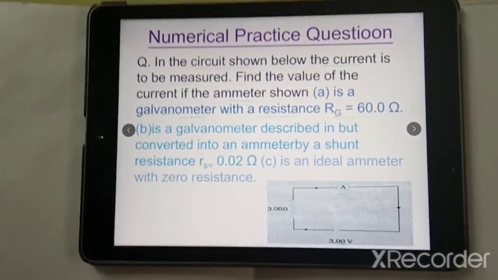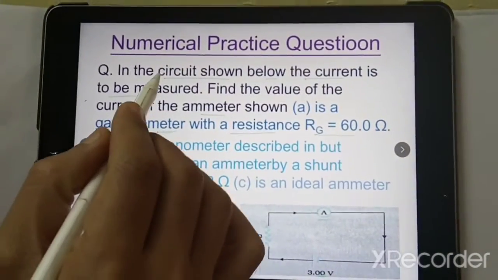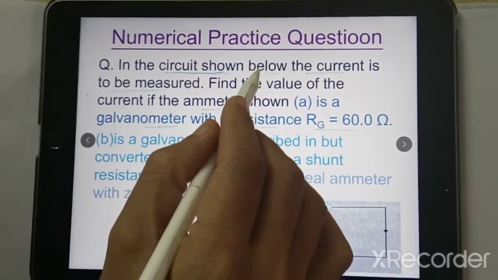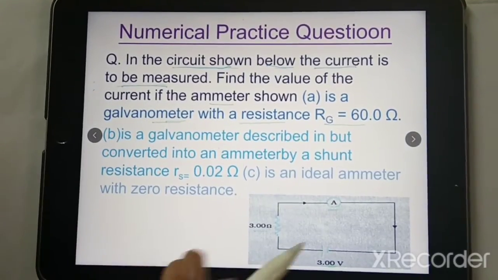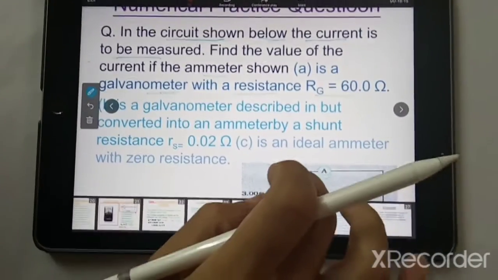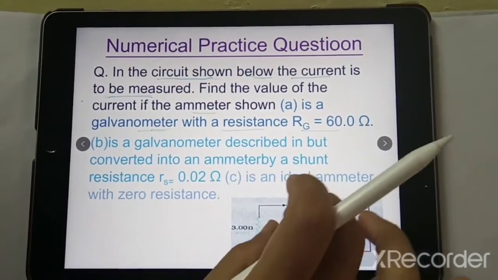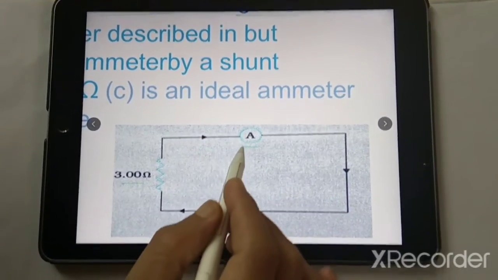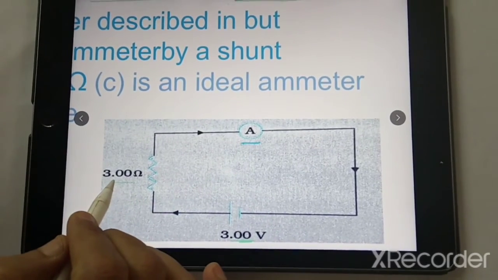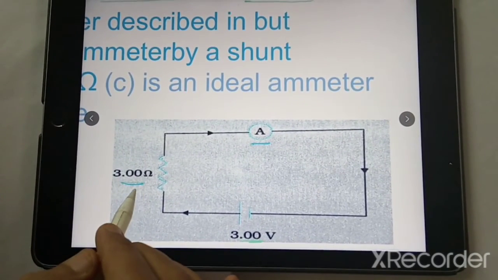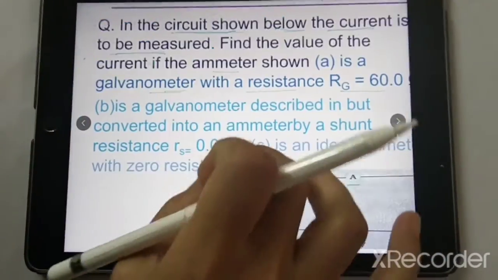This is a numerical practice question, and in this question there is a circuit shown below and the current is to be measured. So a circuit is shown below here. In this circuit, there is an ammeter. This is the ammeter. It is a resistor of 3 ohm and it is a cell or battery of 3 volt. So this is the circuit given here.